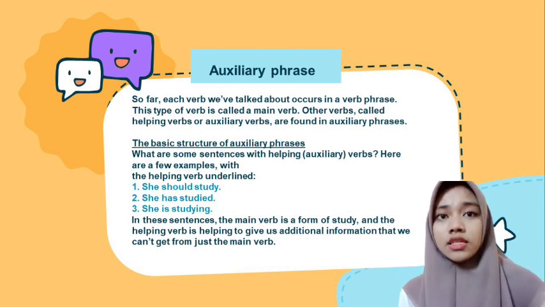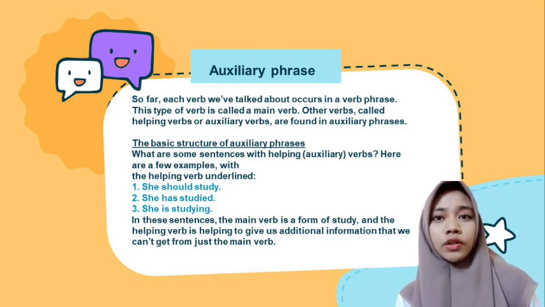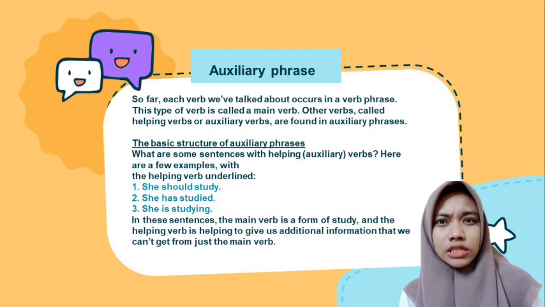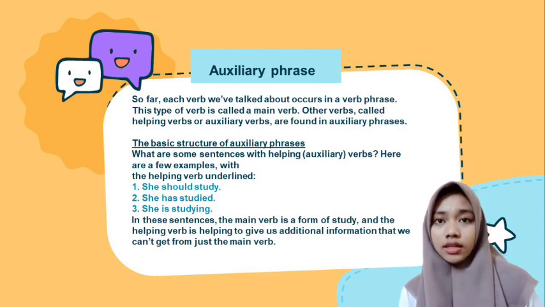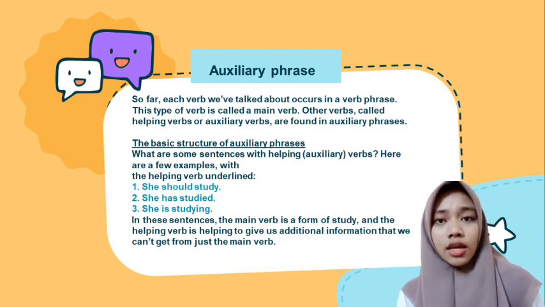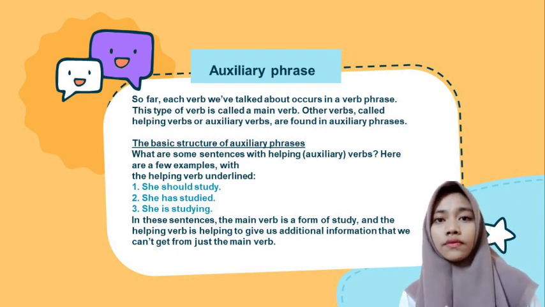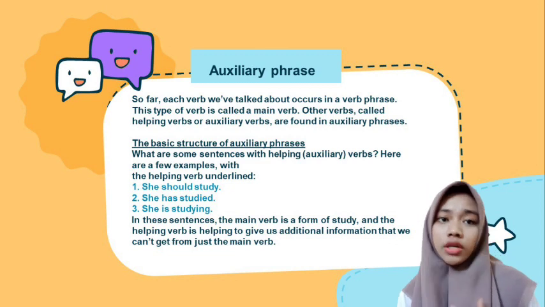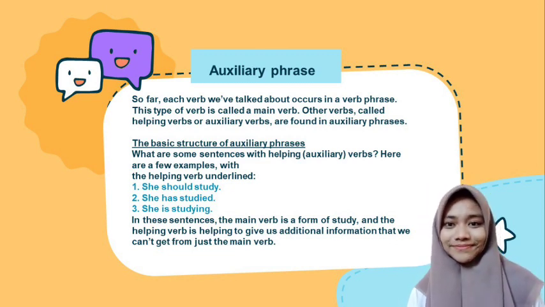What are some sentences with helping or auxiliary verbs? Here are a few examples with the helping verb underlined. First, she should study. Second, she has studied. And third, she is studying. In these sentences, the main verb is a form of study, and the helping verb is helping to give us additional information about this main verb. Thank you, that's all for me.